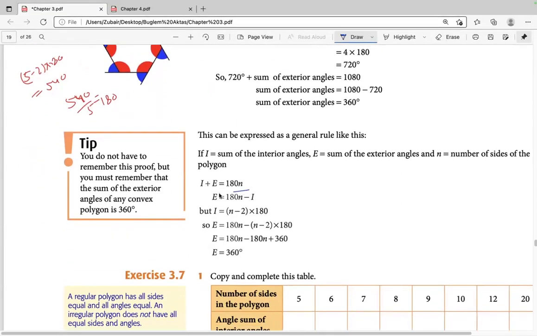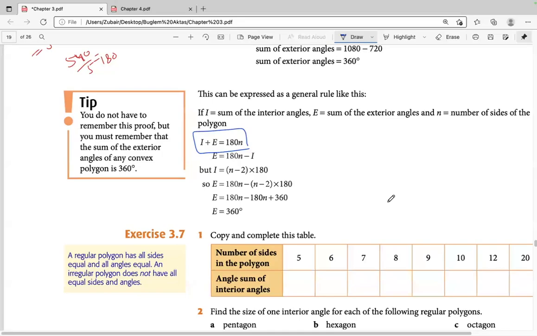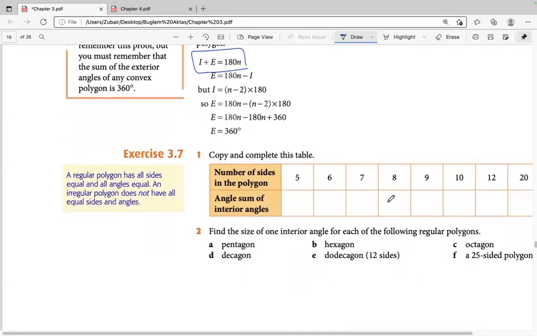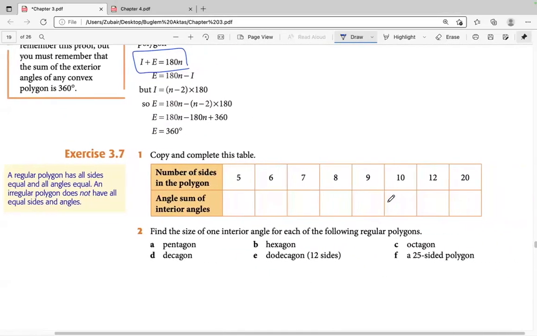And we already know these formulas. Interior plus exterior is equal to 180. Sum of exterior angles is 360 for every polygon. Copy and complete this table. Number of sides in a polygon are 5.